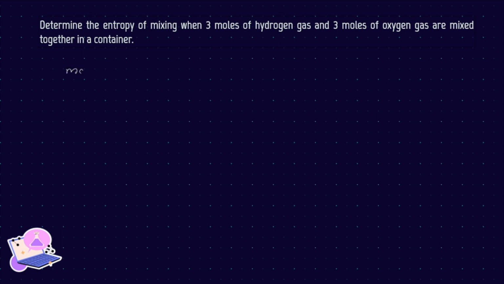So the mole fraction of hydrogen should be equivalent to the number of moles of hydrogen gas, which is 3, divided by the total number of moles, so 3 plus 3, because this one is 3 moles as well. So therefore you will get 0.5.